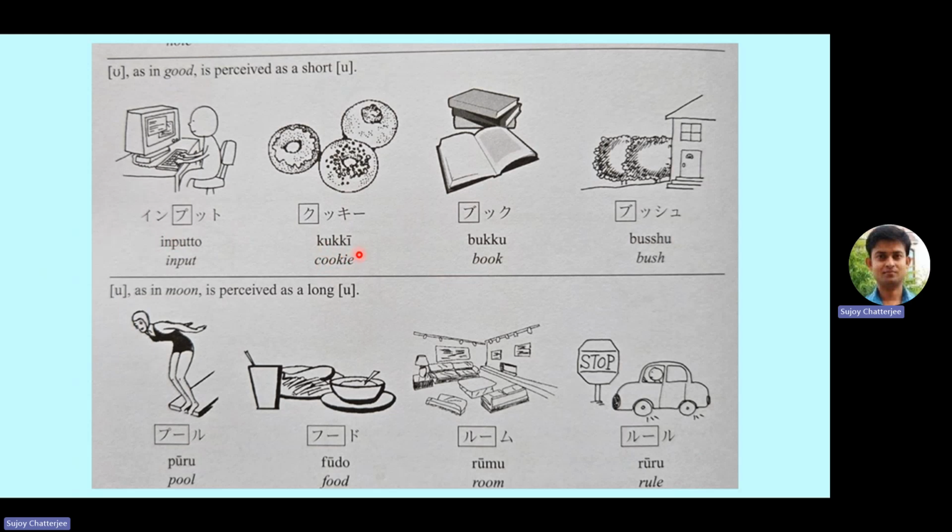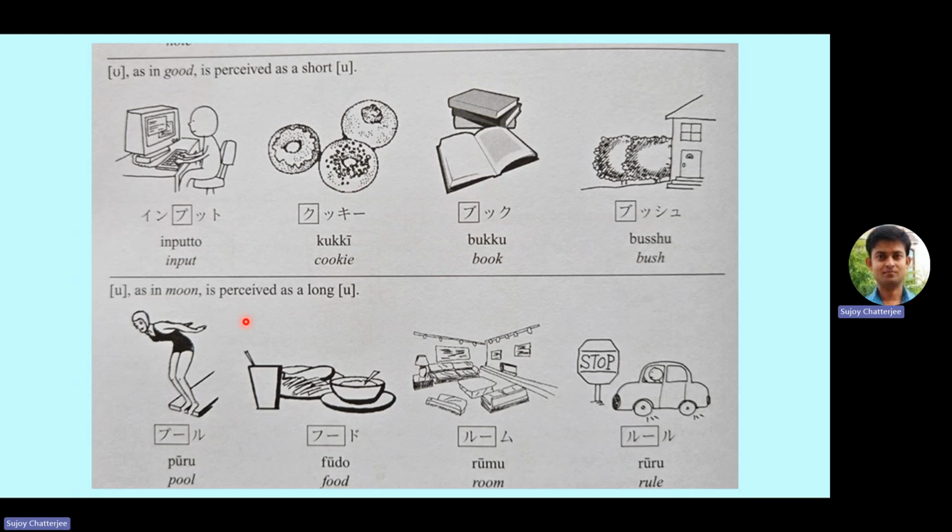Cookie, it will be kukki. Although there is a double o, in the Japanese word it will be just ku. It's not kuuki, it's kukki. Book, buku. It's not buuku, it's just buku. Similarly, bush is bushu. So this is how we handle the short u sound.